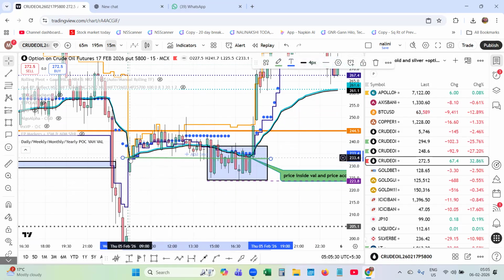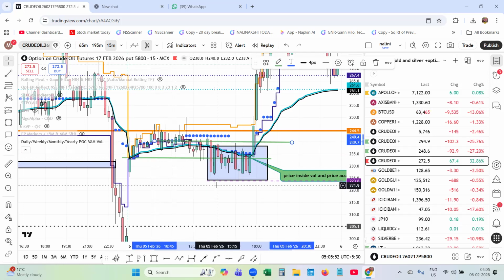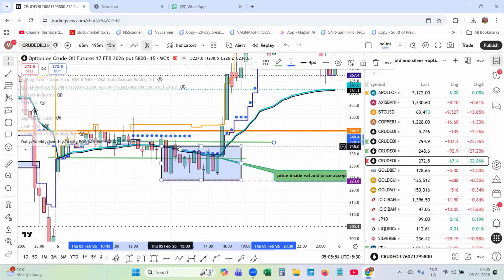Here, you can see in this area, this is the value area low and value area high, right? And this is the point of control, the manipulative POC, and the market moved down. At one point of time, the market started rotating over here and price got here. You can see clearly price getting accepted over here.